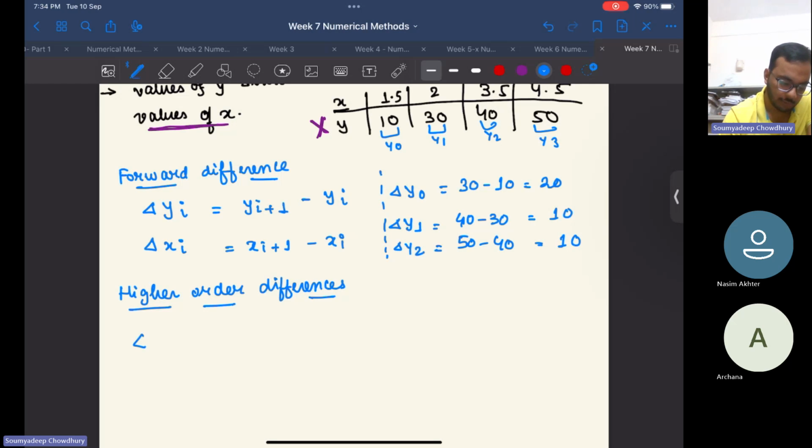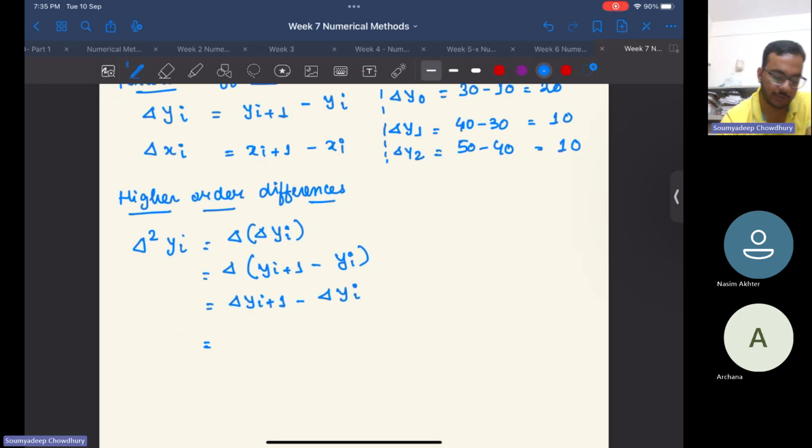Suppose you want to find out delta of order 2 of yi. This is not delta square, this is basically delta yi of order 2, a second order difference. So how will you do it? This basically means delta of delta yi, and delta yi is yi plus 1 minus yi. So you can just substitute here.